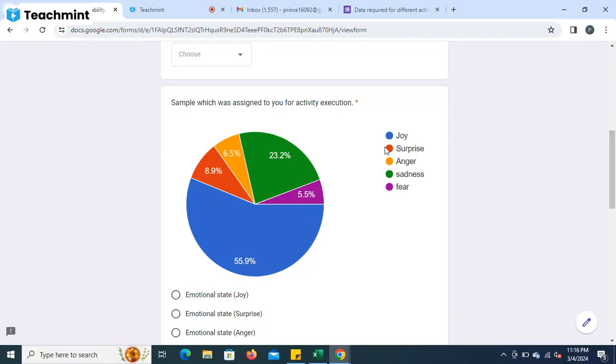For example, if any student got the emotional state of joy, it covers 55.9% of the respondents. They have selected this particular option. So if any one of the students got this particular emotional state, it means that this is the probability of success, because this is the proportion of the students who have this kind of emotional state. This is the emotional state allocated to you, so this is your probability of success and the rest is the probability of failure.